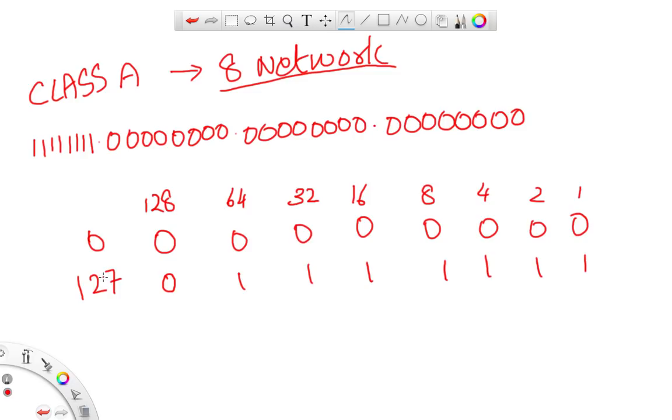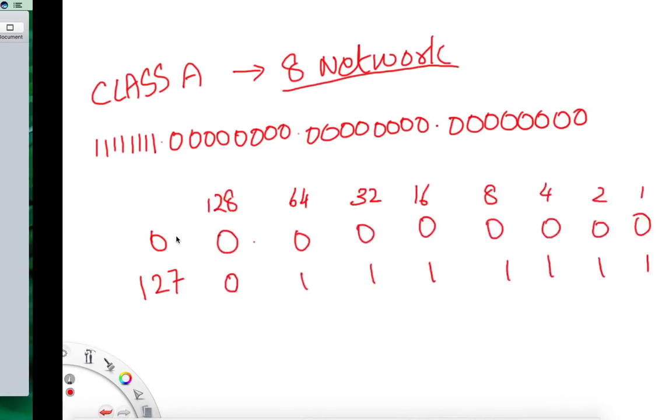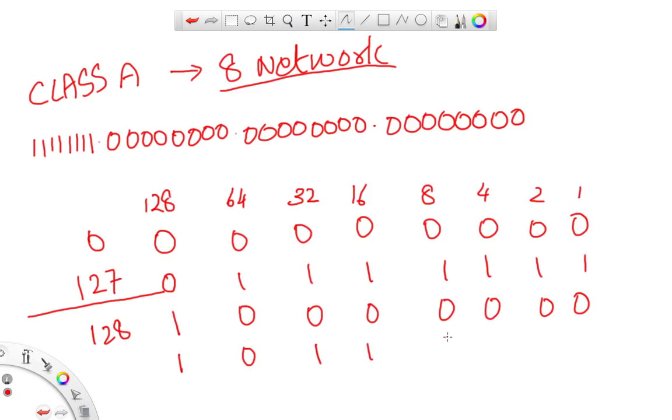In class B, we said we always need to have a 1 and a 0 here. So if we have this constant 1, 0, again, the least we can have is all zeros. So this is 128. So this was class A, and here this is class B. And the maximum you can have is 1 and a 0 as it is, and all ones. And this number will be 191.